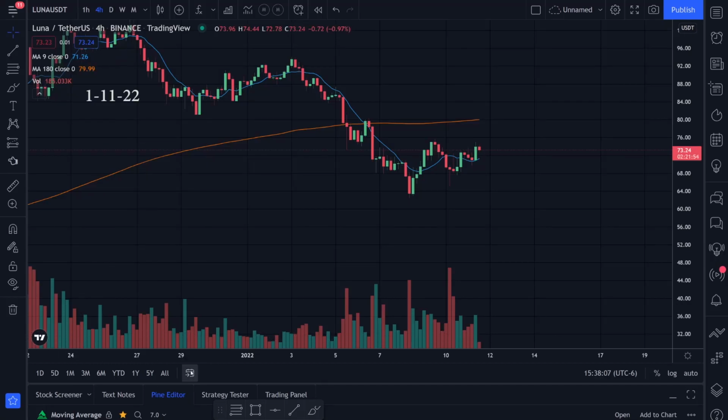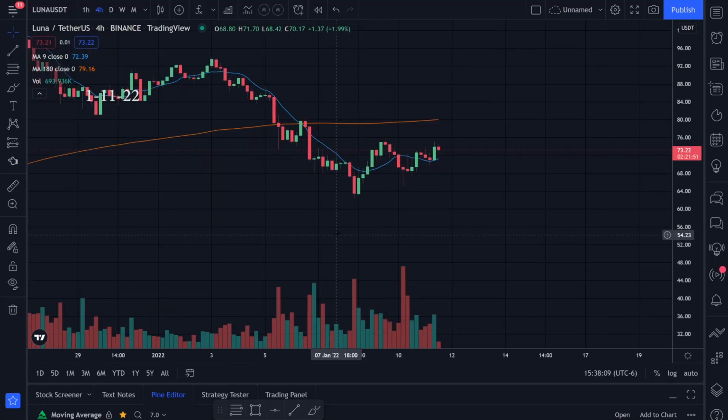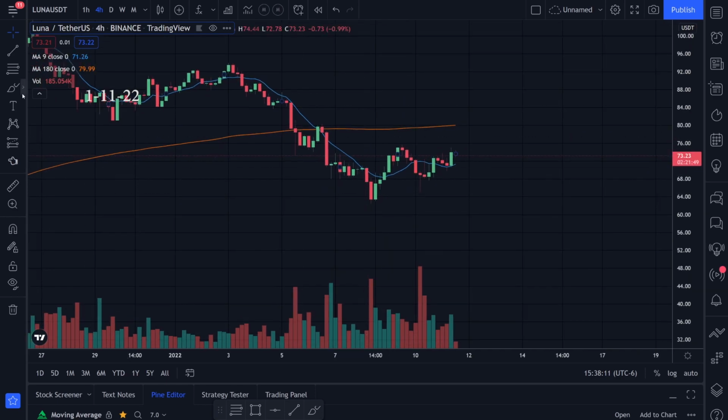Let's take a look at the chart action for Luna. All right, so here's what we're looking at. We're on the 4-hour time frame right now, and we have support right here, and right here, and right here. Let's draw a trend line going to the upside, something like this.